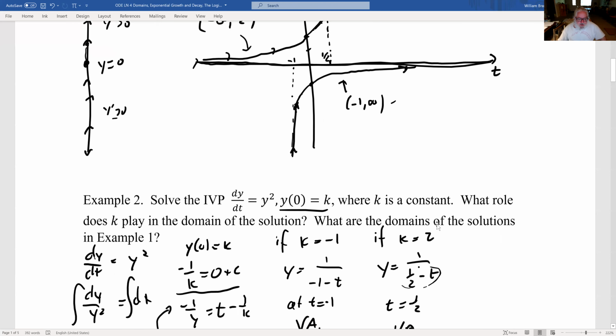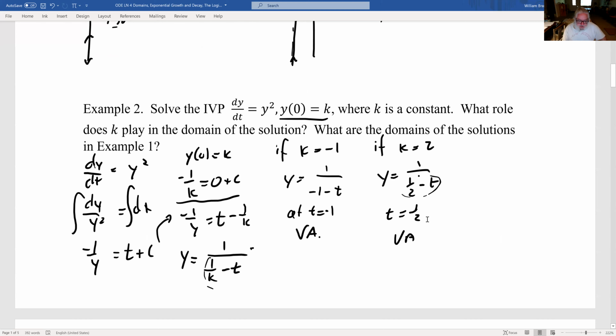In general, where the vertical asymptote is depends on what your initial condition is, right? Every initial condition will give you a different vertical asymptote. So every solution has a different vertical asymptote that depends on its initial condition. And you won't pick that up from either the slope field or the phase line or the differential equation unless you actually solve it.